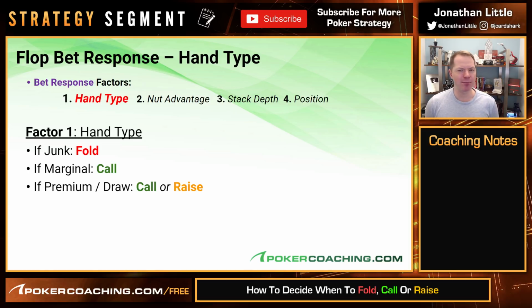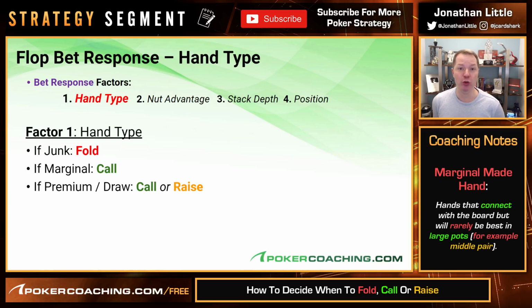Next, if you have a marginal made hand, you're usually going to call. Marginal made hands are going to be hands like middle pair, bottom pair, top pair bad kicker, sometimes ace high, sometimes king high, depending on the board.